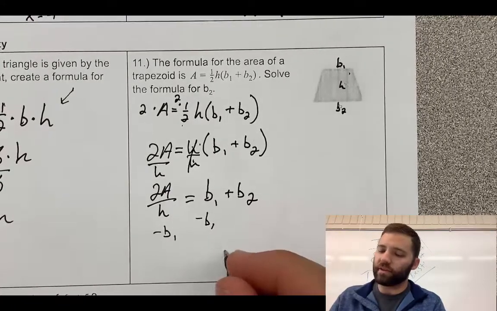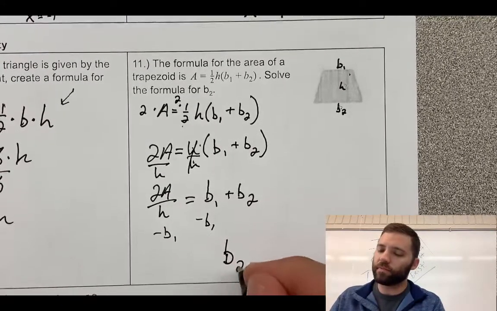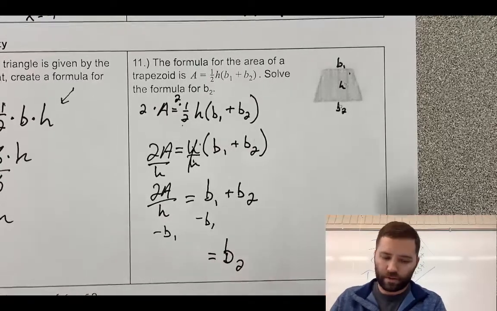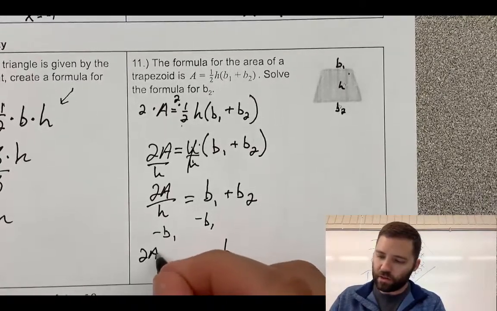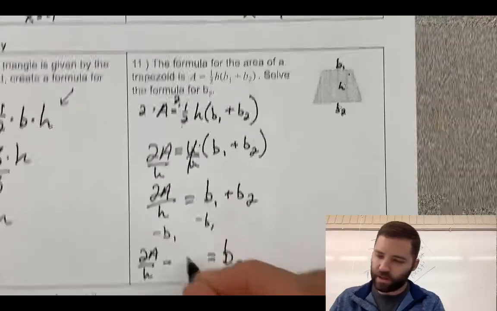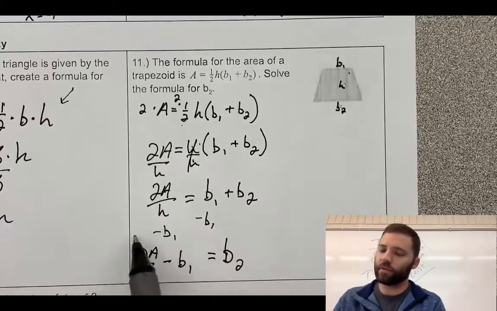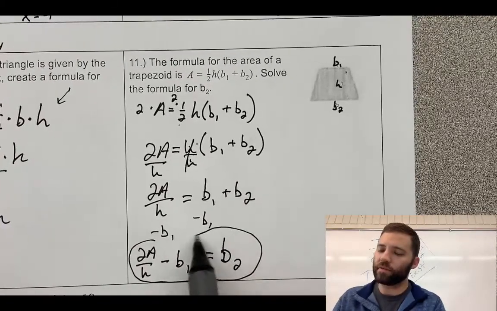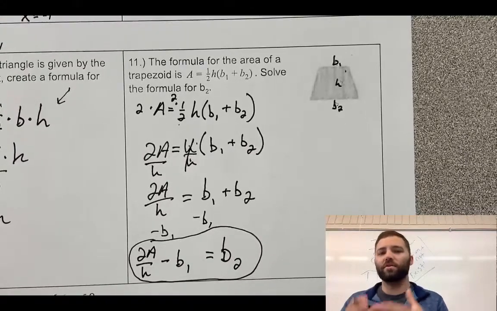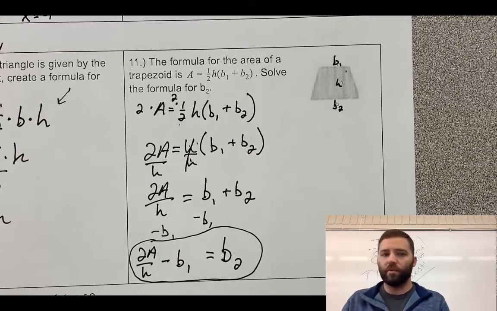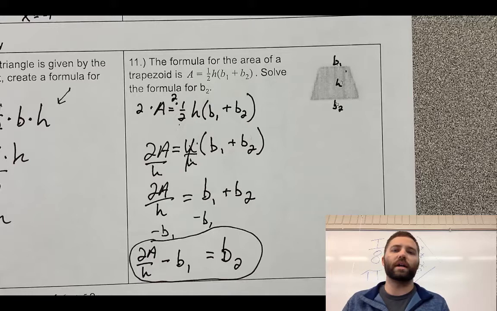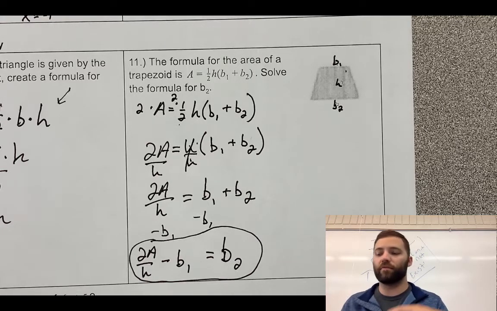Here's my final answer then. b sub 2 is equal to 2a over h minus b sub 1. Okay, so there's my formula for b sub 2. And again, you've got to get comfortable with this idea that you're not solving to get a particular number. You're just rewriting the formula in a different order so that the formula that originally was for area is now for the second base, base sub 2.